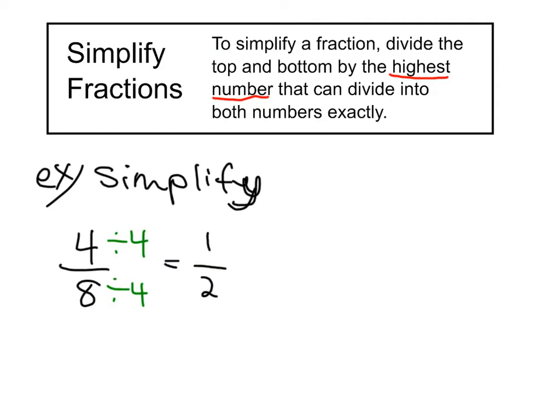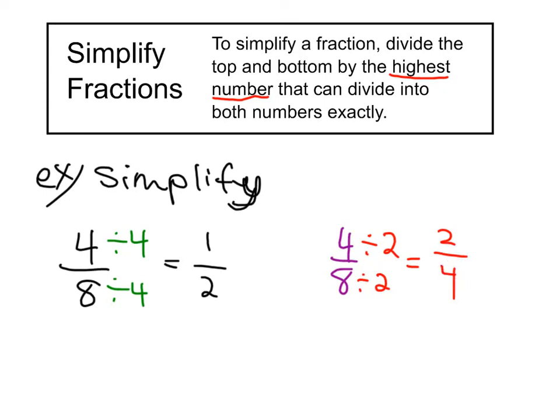Now, everybody's brains are different, so maybe you saw 4/8, and you did not see 4 going into both of them. You said, oh, 2 can go into both. 2 can go into 4, and 2 can go into 8. That's fine, because 4 divided by 2 is 2. 8 divided by 2 is 4.